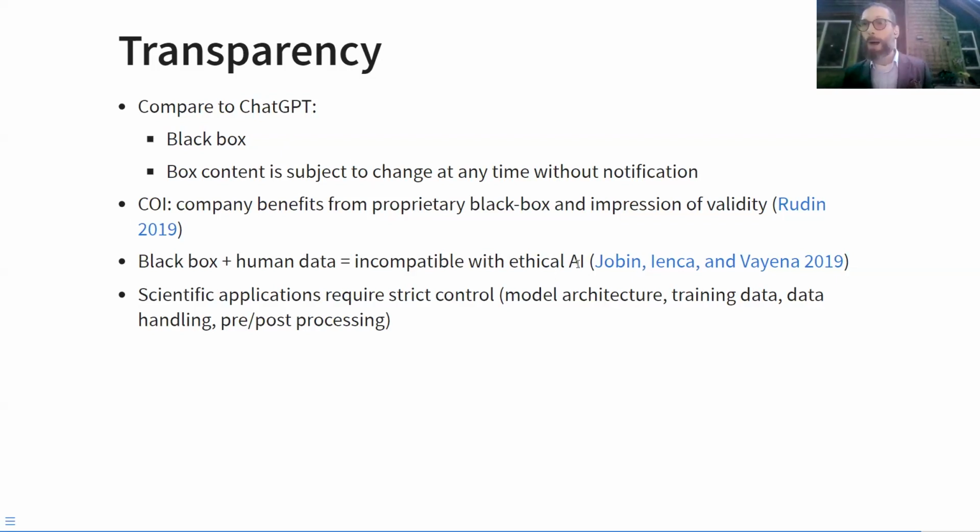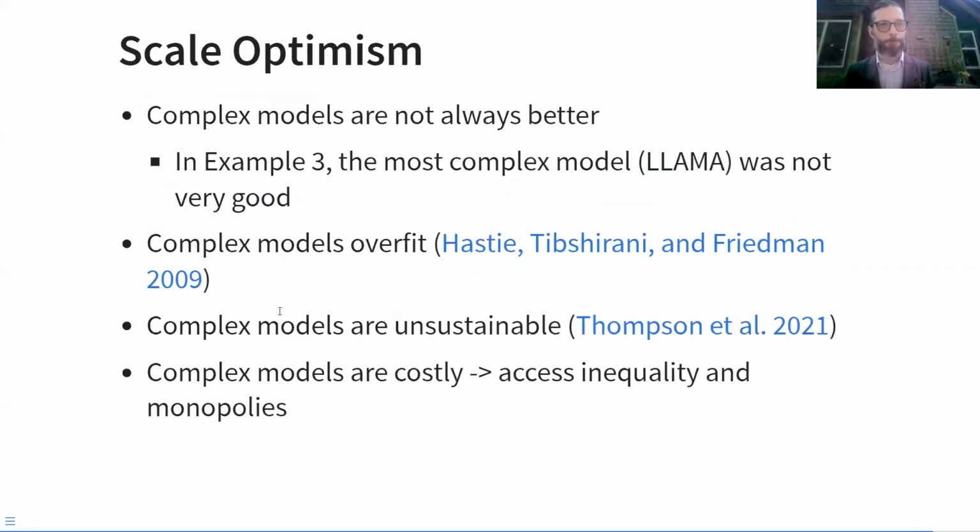Because any decisions made about humans, like therapeutic decisions, need to be tractable. It needs to be clear why an algorithm advocates one intervention over another. Moreover, scientific applications require strict control, which is just not there for these commercial solutions. We need to be able to control the model architecture so that we know what its affordances are. We need to know what diet of training data we fed the model, so what it could have learned. We need to know how the data is handled to be compliant with GDPR and privacy concerns, and we need to control the pre and post processing.